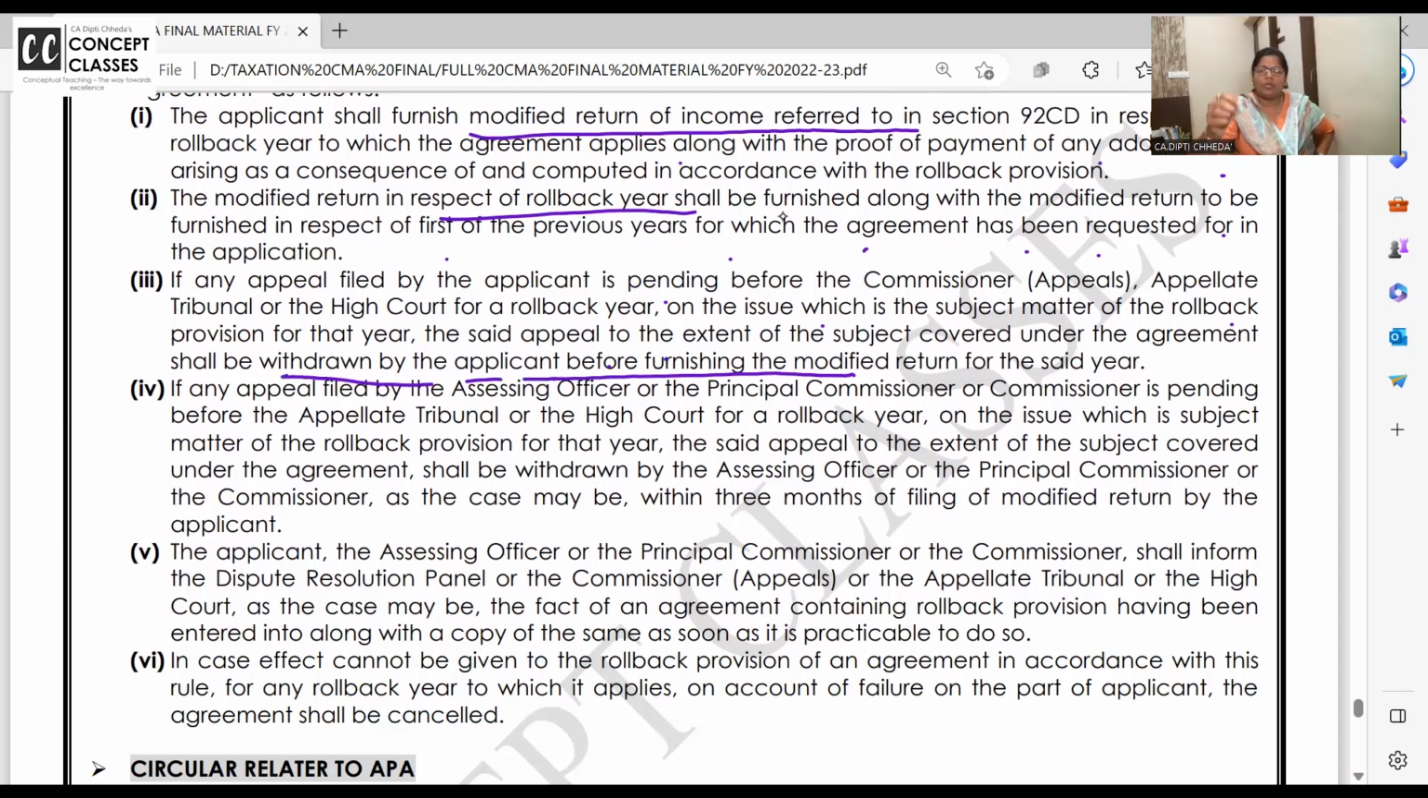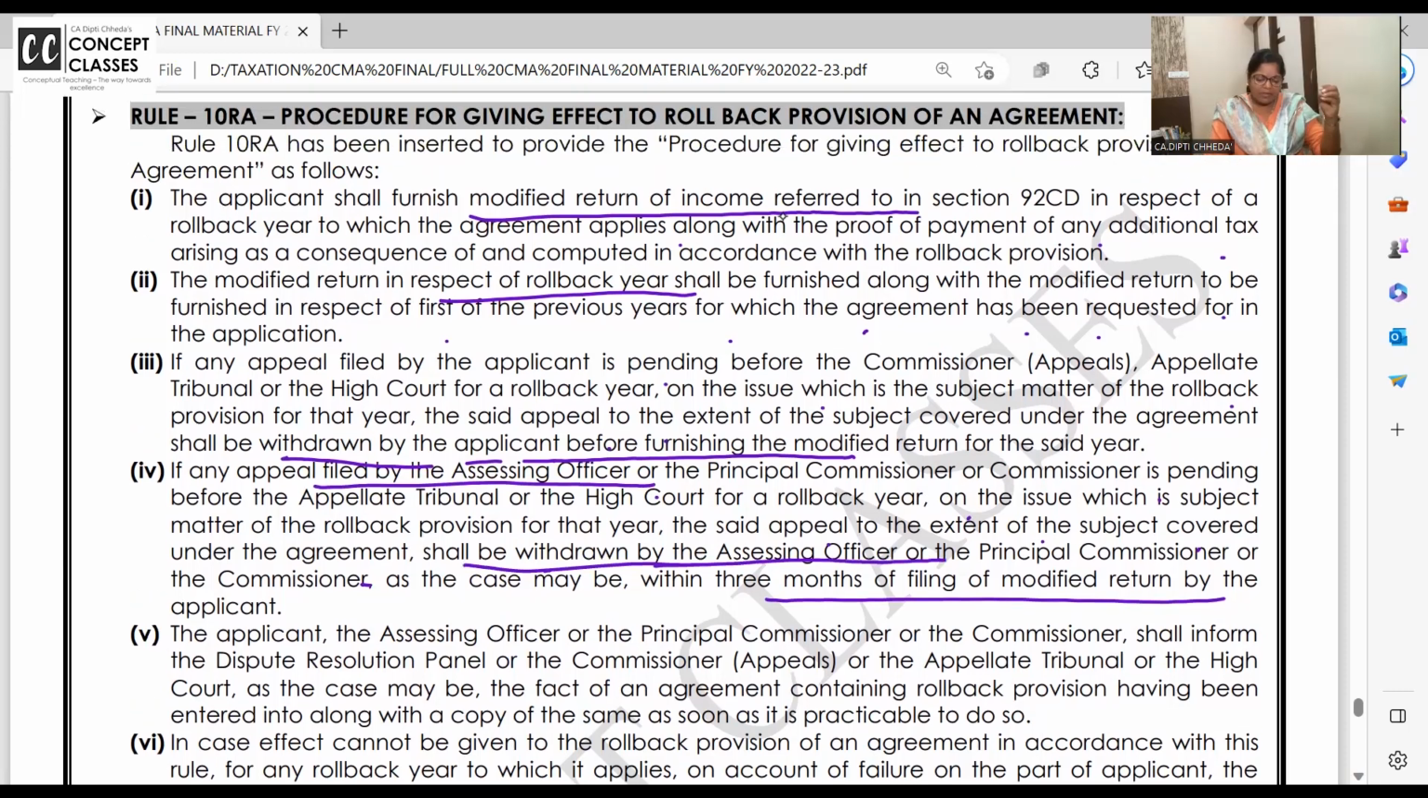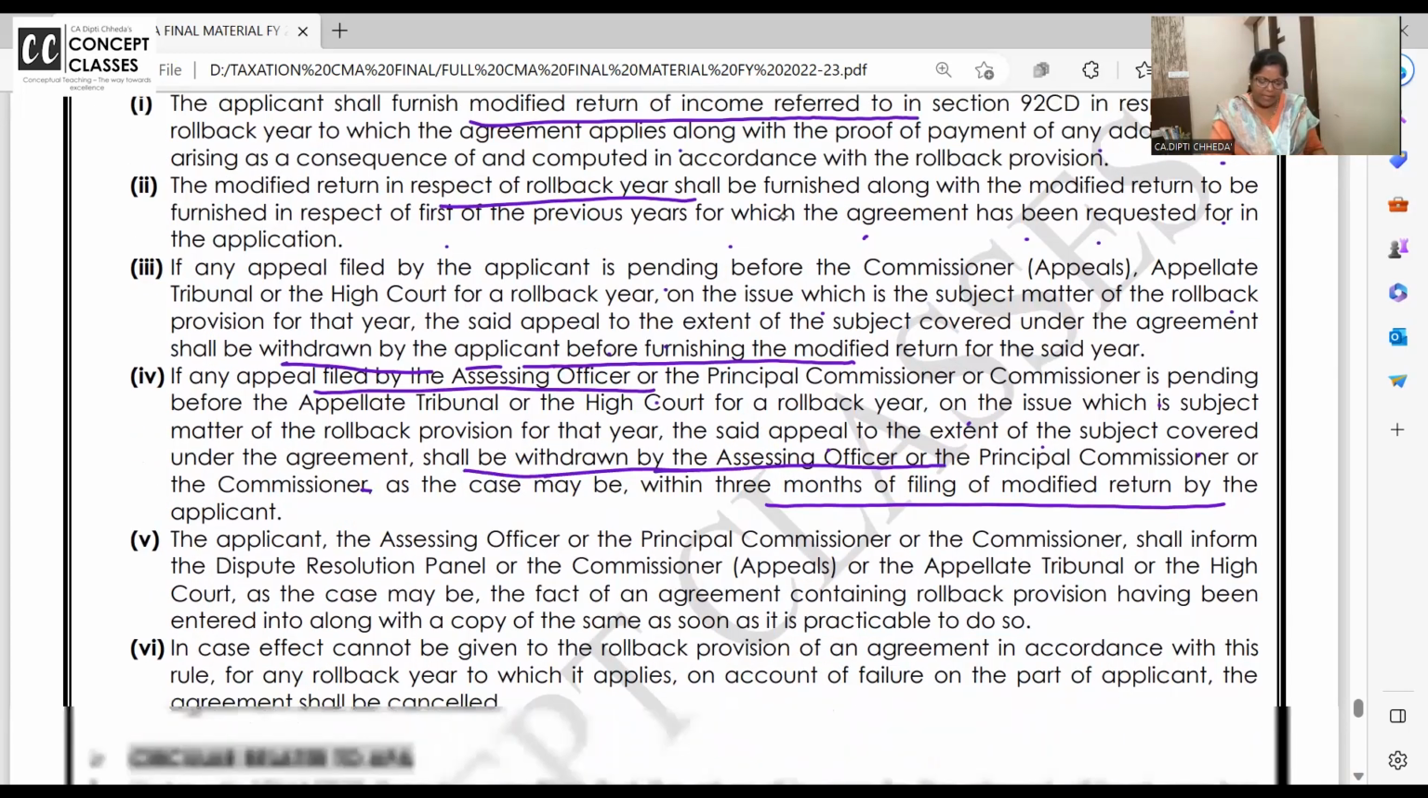If already it is gone to ITAT and ITAT has given decision, respect the ITAT. But you have gone for rollback, and in the meanwhile, in last 4 years में 1 year में application is pending in appeals and all, then what will happen? Withdraw that application. If appeal is filed by AO, they will also close it. If AO has filed appeal anywhere in the rollback case, then the said appeal to the extent subject covered in agreement shall be withdrawn, or the commissioner, as the case may be, within 3 months of filing the return. मॉडिफाइड रिटर्न जैसे ही आप भरोगे हम भी कैंसिल कर देंगे, वो भी कैंसिल.